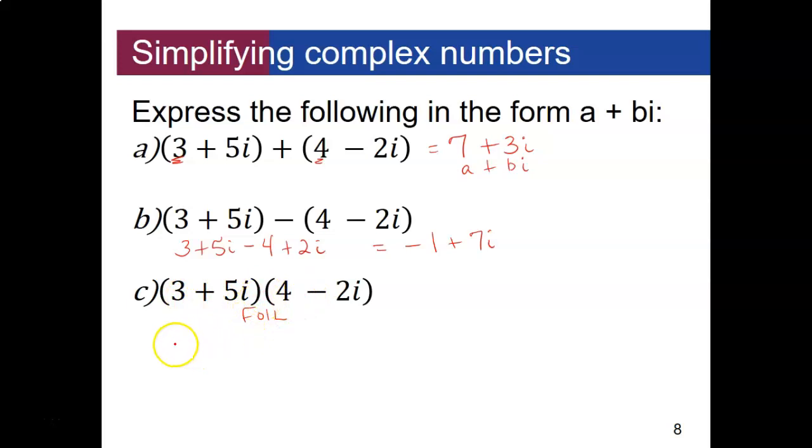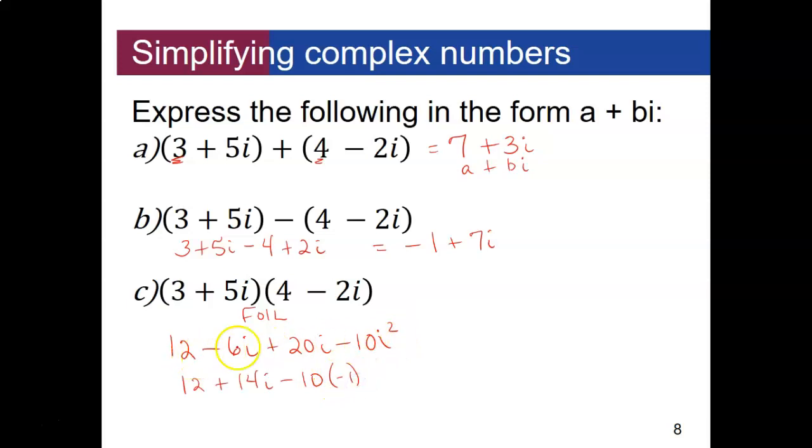So 3 times 4 is going to be 12. Outer would be negative 6i. Inner is going to be 20i. And then the last is going to be negative 10i squared. Okay, so we can combine these two together and we'll get 14i. And in the place of this i squared, we want to replace that with -1.